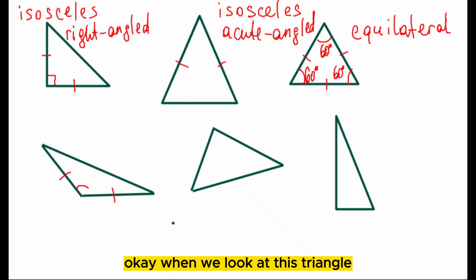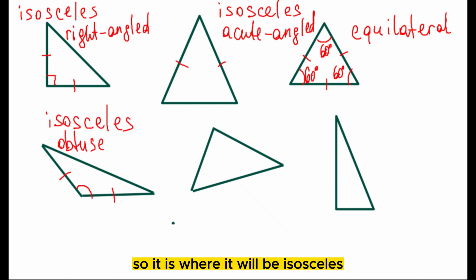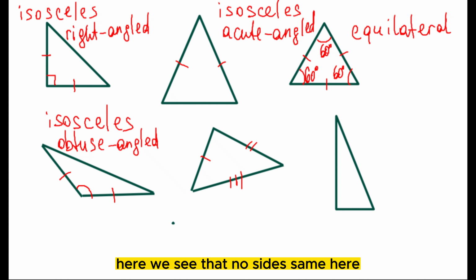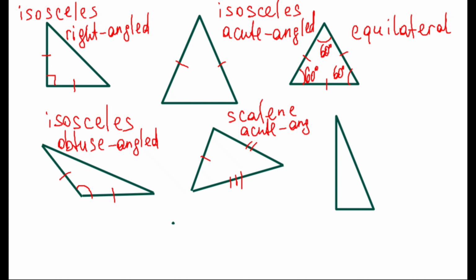Okay, when we look at this triangle, we see that we have two same sides and one obtuse angle. So it will be an isosceles obtuse angled triangle. Here we see that no sides are same, but we see that all angles are acute. So this is a scalene acute angled triangle.